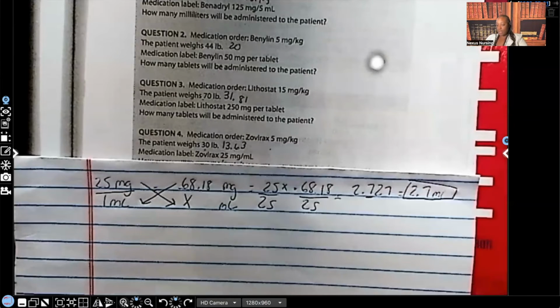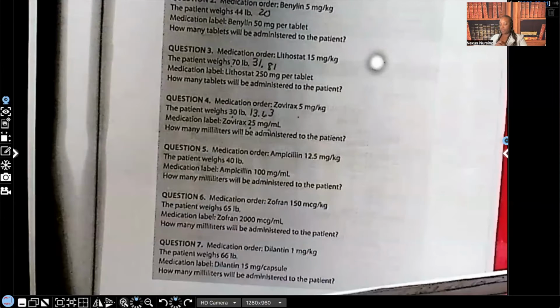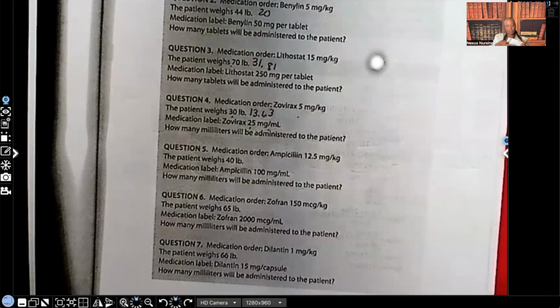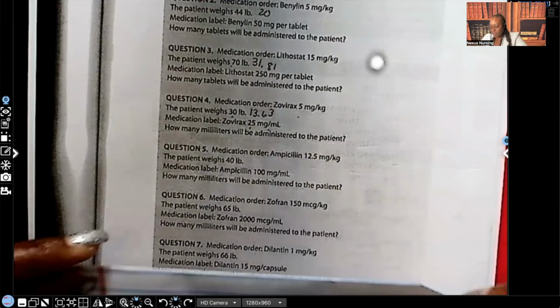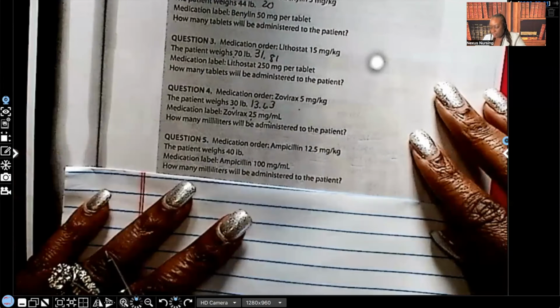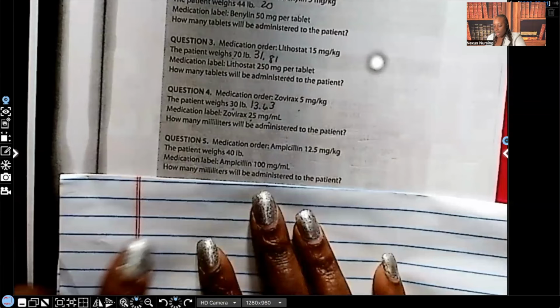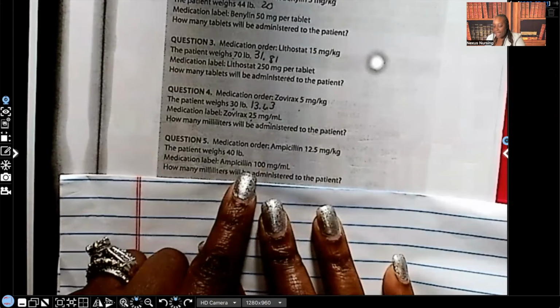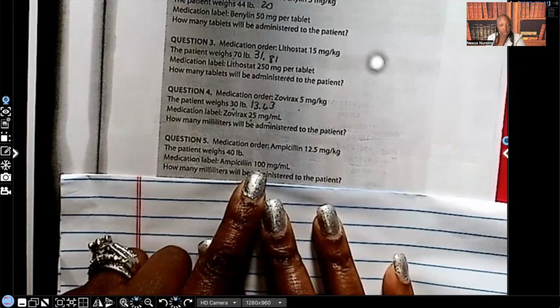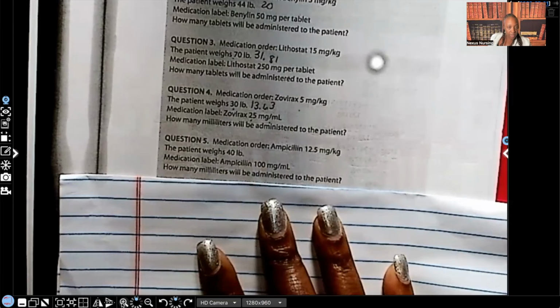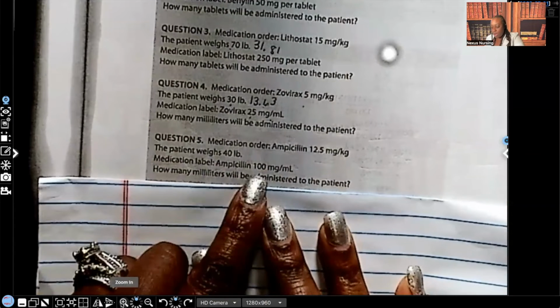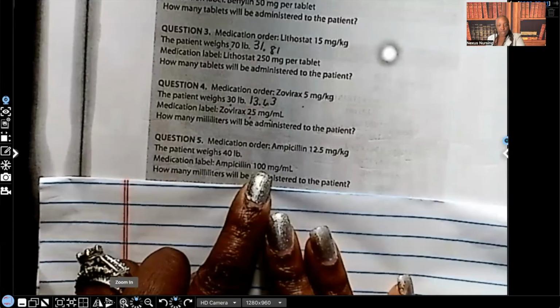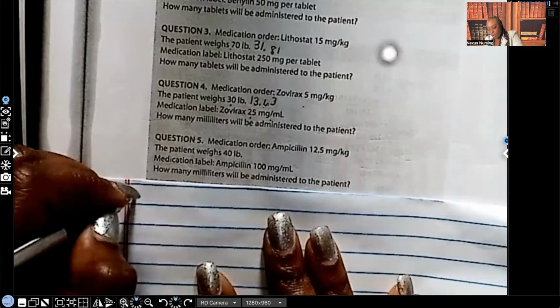All right, let's do problem number 5. Here's problem number 5. Order 12.5 milligrams per kilogram. Patient weighs 40 pounds. What we have is 100 milligrams per milliliter. Let me see if I can make this a little bit bigger. So let's start with what's connected: 100 milligrams per 1 ml.